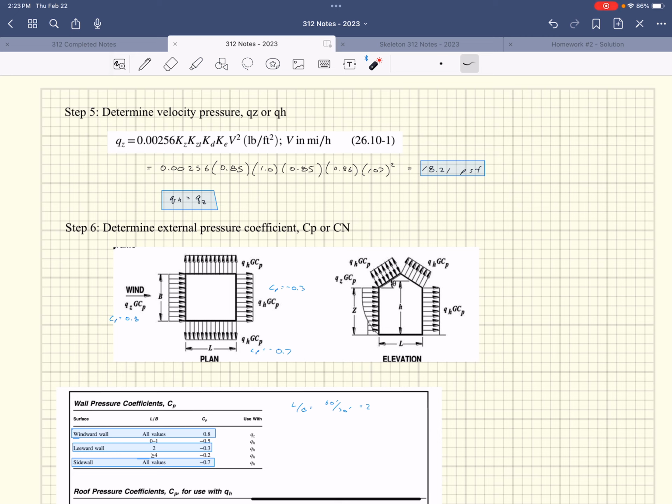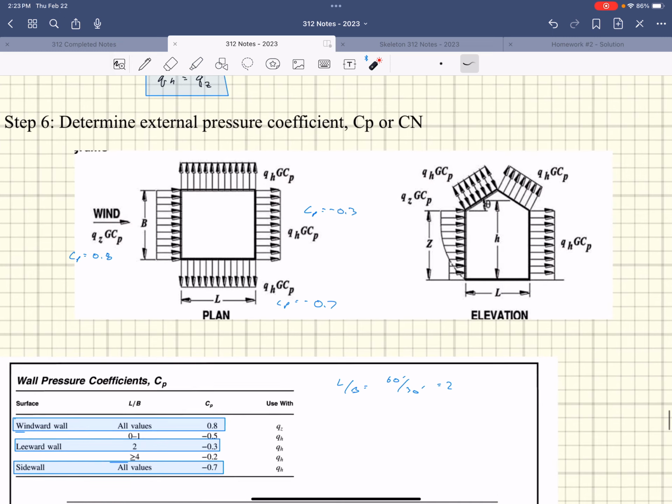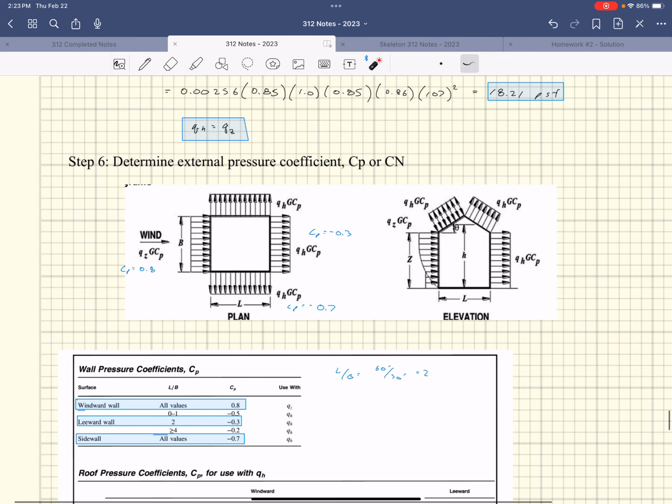Okay, now we have that. That still is not the pressure that's going to go on the side of our structure. And also, we have to modify this by CP and G still, right? And so that's what this diagram is demonstrating right here. So these are just the external pressures, right? The external pressure is going to be the QZ that we just calculated, times G, which we determined earlier to be 0.85, times the CP.